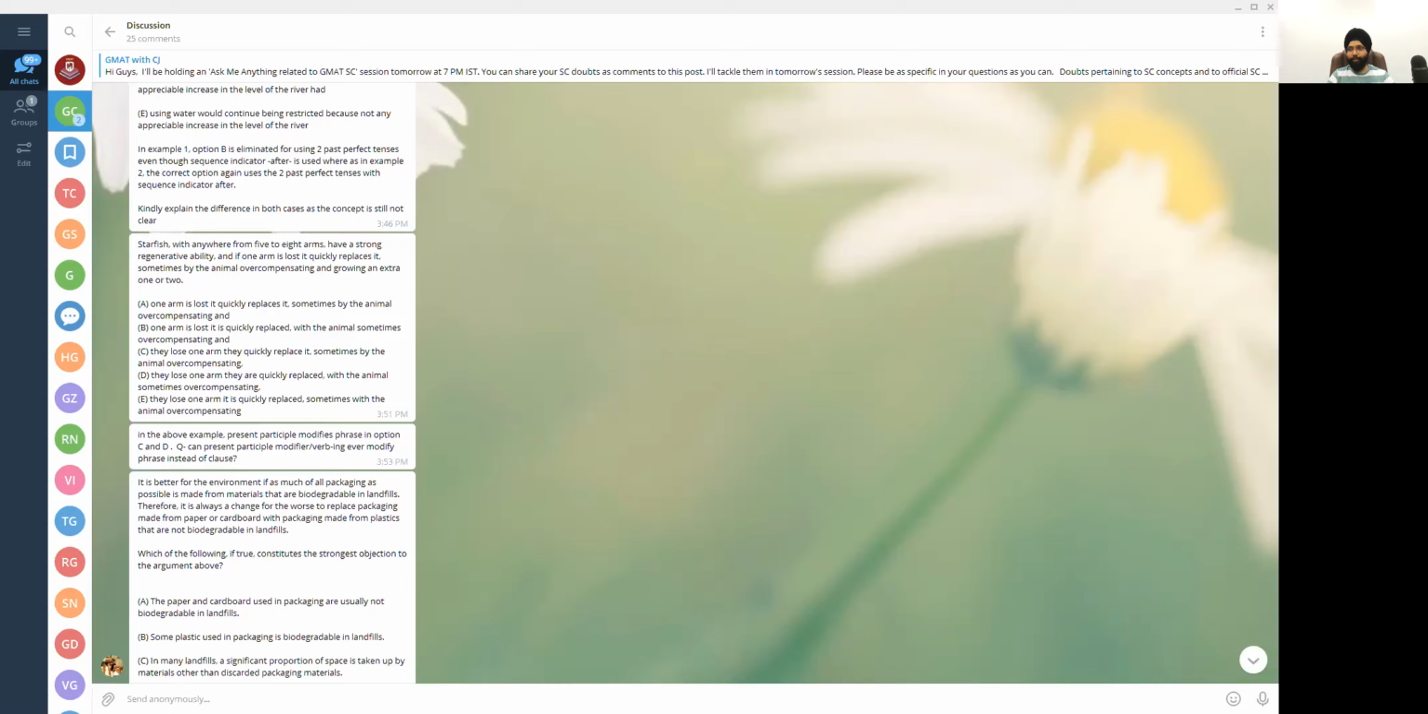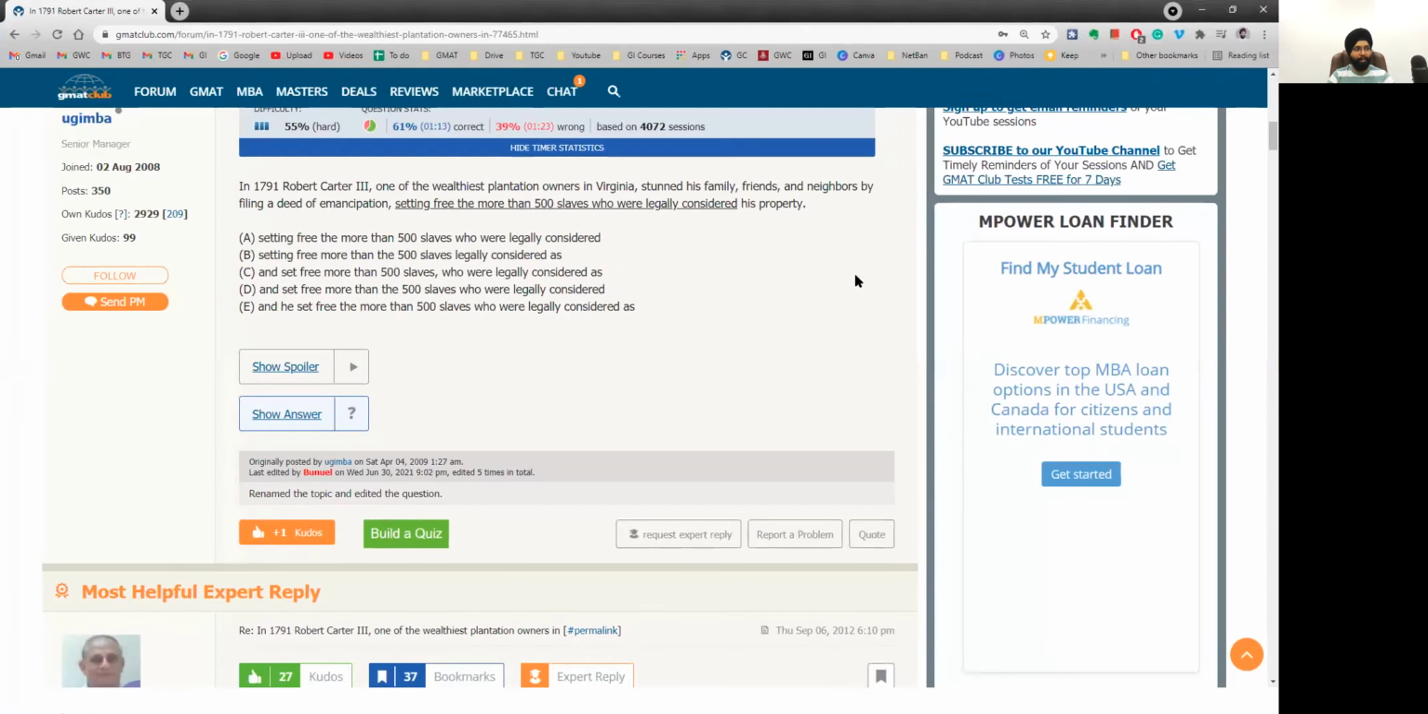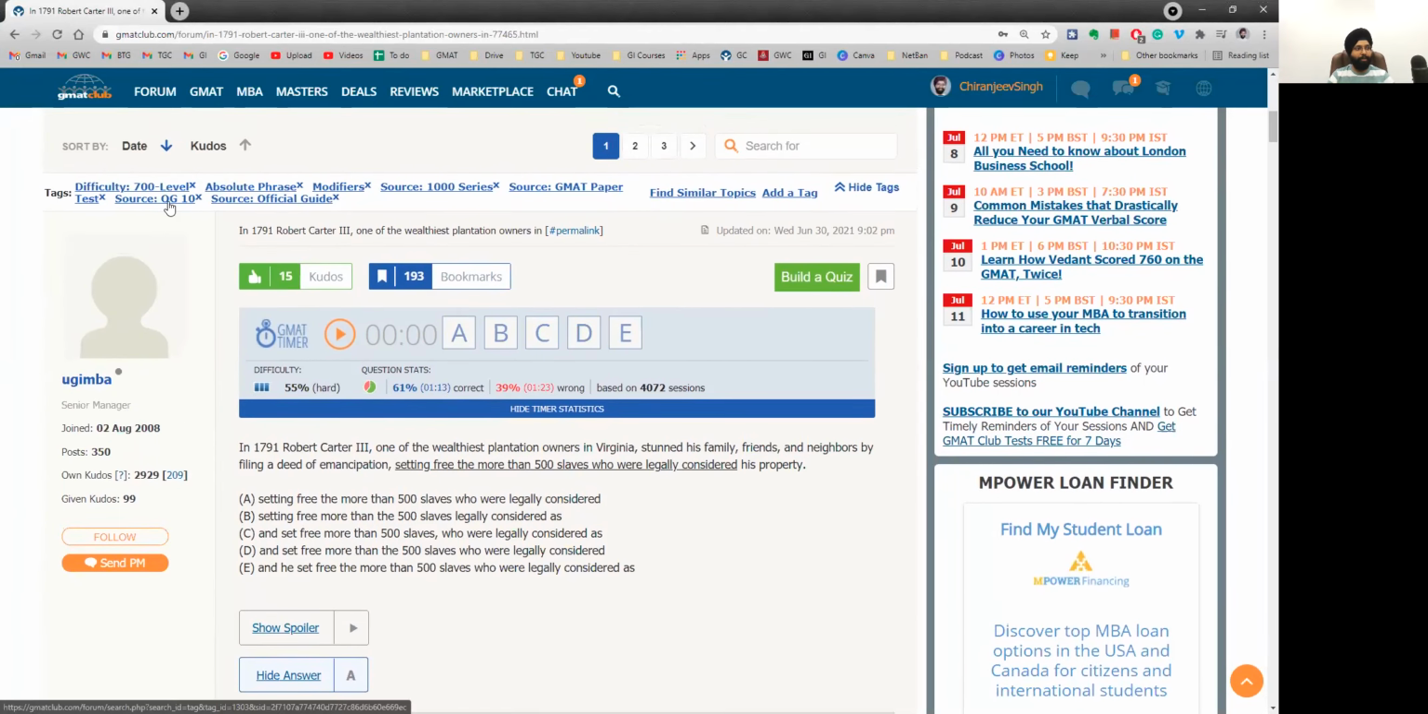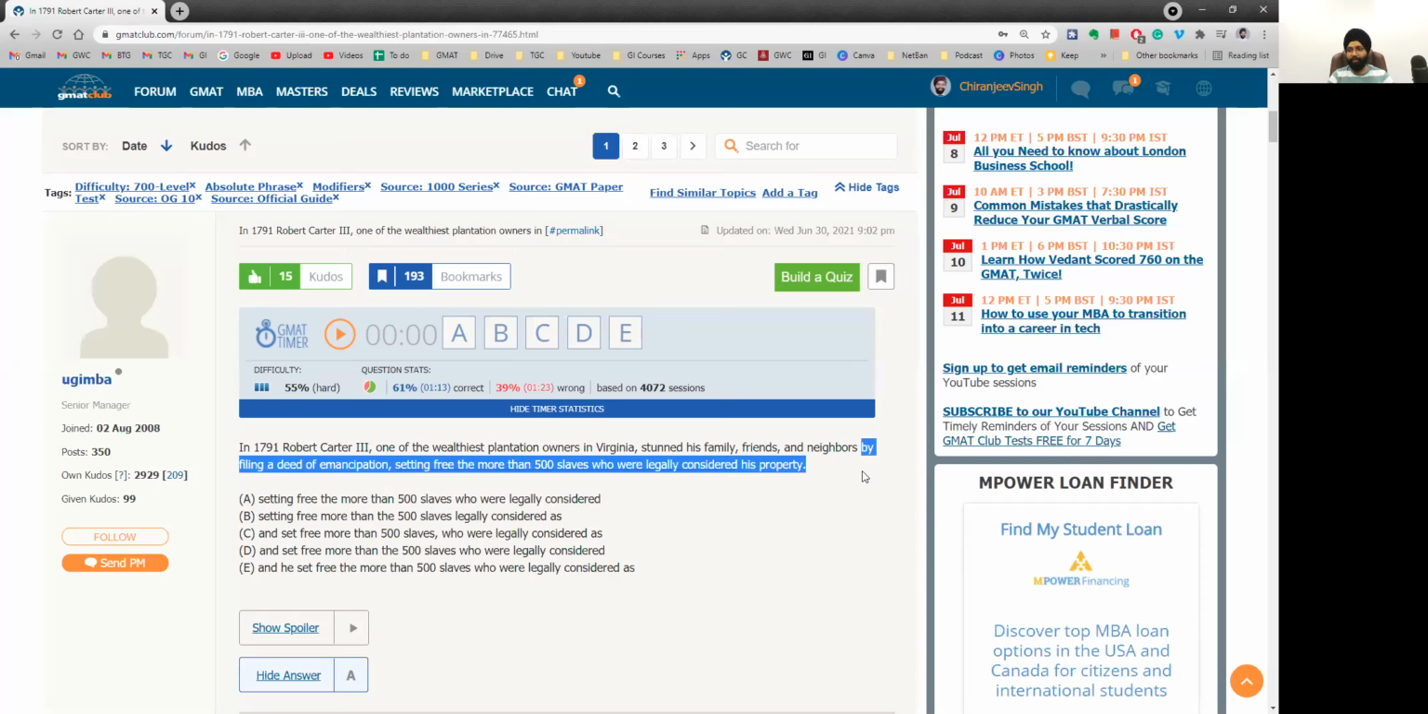I'll share with you the official question. Let me just show you here. This is the official question. Paper test question appeared in OG10. In this case, option A is the answer: setting free more than 500 slaves. In this case, I believe it's modifying by filing a deed of emancipation. And that's how it set those people free.